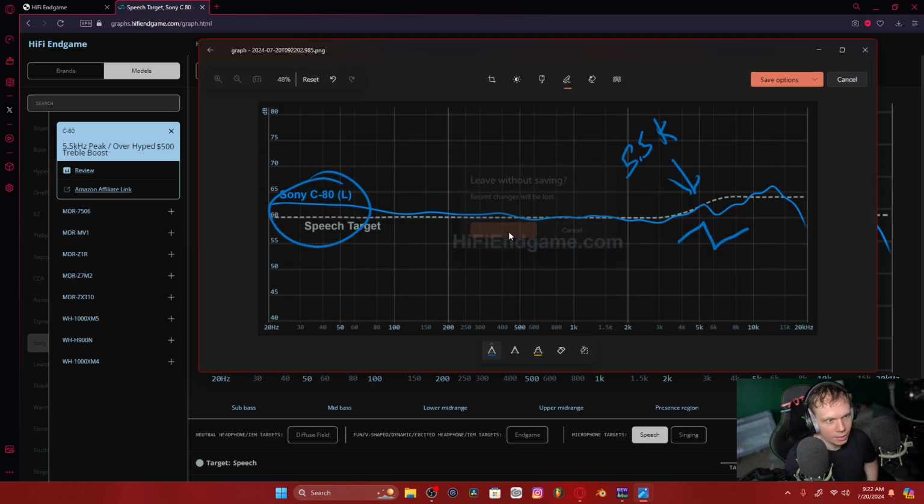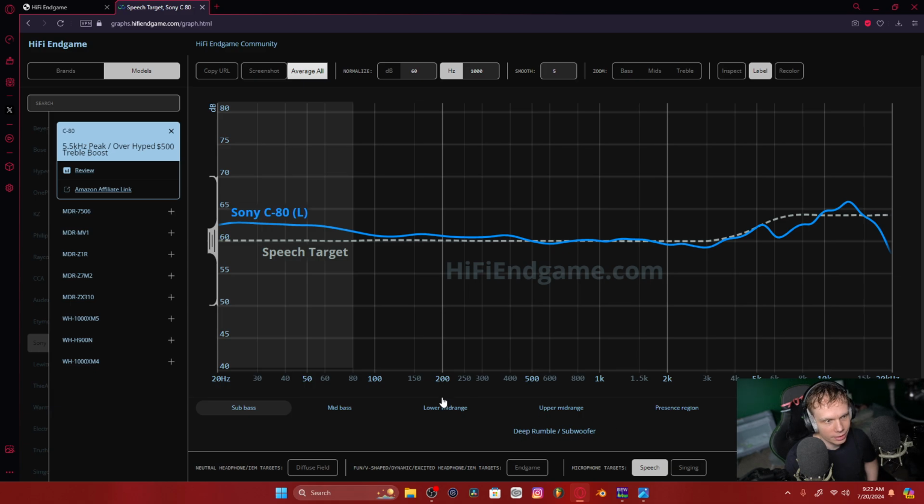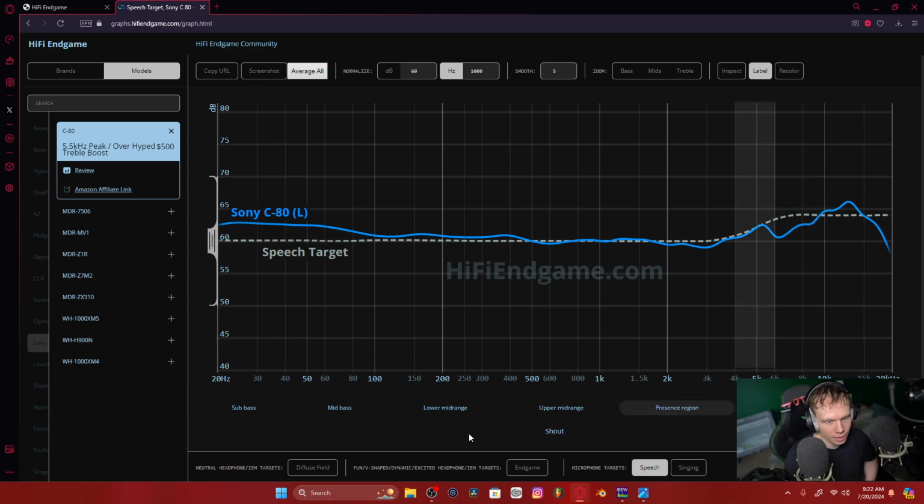So we can kind of see that over here, like sub bass. This is where deep rumble is, and we can see that's where the boost is. The mid treble, we can see basically the presence region has this 5.5K shout peak. And then it looks like the air frequencies, there's a little bit of an overhyped peak that goes above the target, which would make it overly sibilant, overly shimmery. You never want it to go over 5 decibels.